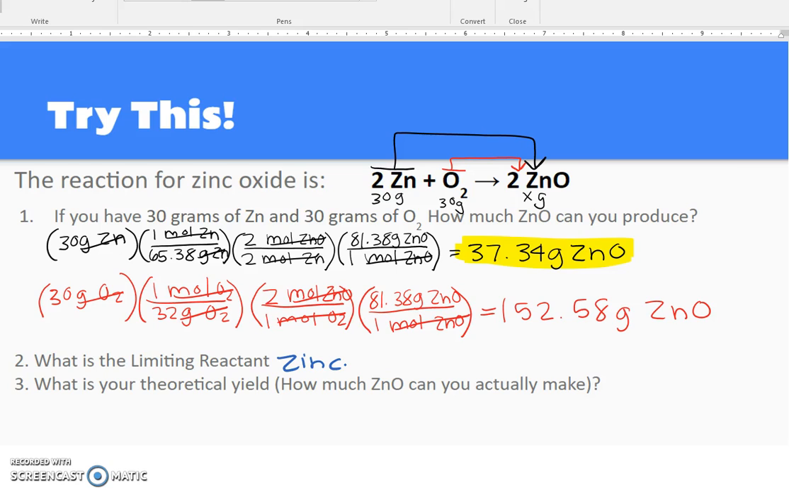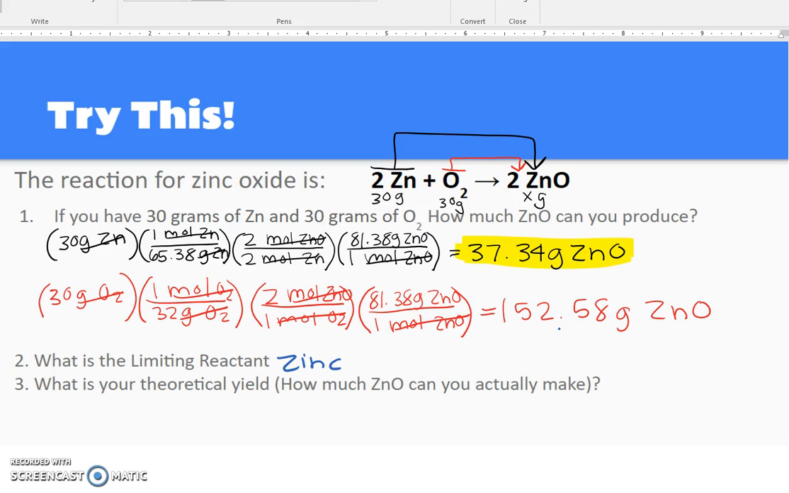The reason the zinc is a limiting reactant, if you think back to when we did the s'mores examples, if you have 100 marshmallows and you have 10 graham crackers, the marshmallows allow you to make 100 s'mores, the graham crackers allow you to make 10. You can only make what those graham crackers are going to let you make, right? Because without graham crackers, it's not a s'more. So in the case of the equation that we just looked at, the zinc allows us to produce 37.34 grams. The oxygen allows us to produce 152.58 grams. Even though there's enough oxygen to produce this amount, we're going to run out of zinc, right? Just like we were going to run out of the graham crackers. So you can only produce the lower amount.